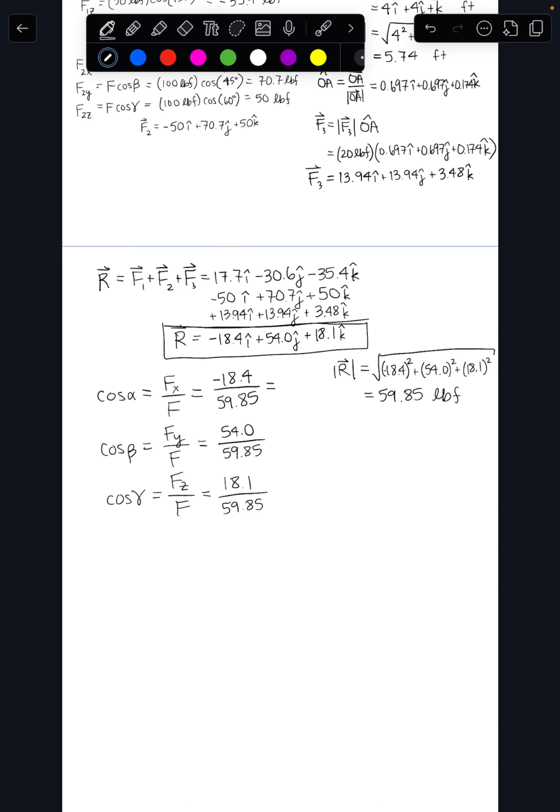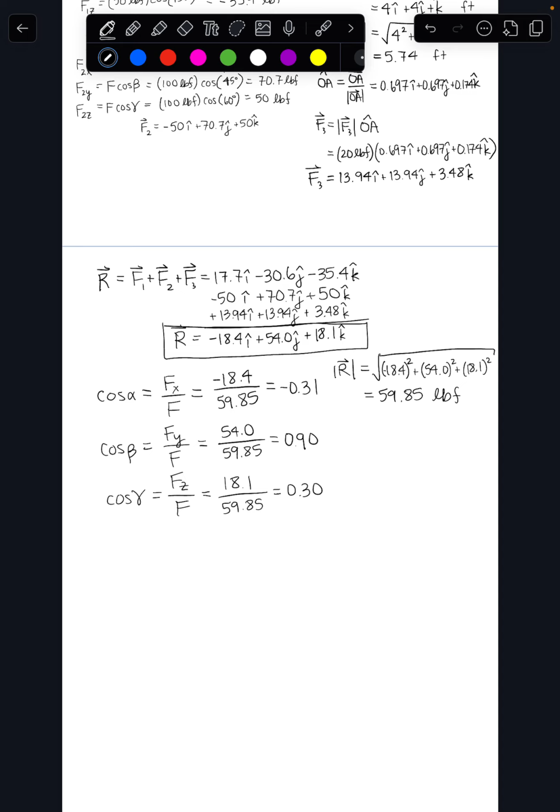So this comes out to negative 18.4 divided by 59.85. This gives me negative 0.31. And then 54 divided by 59.85 gives me 0.90. And 18.1 divided by 59.85 gives me 0.30. Okay, so let's do inverse cosine of each one of these to get the final answer.